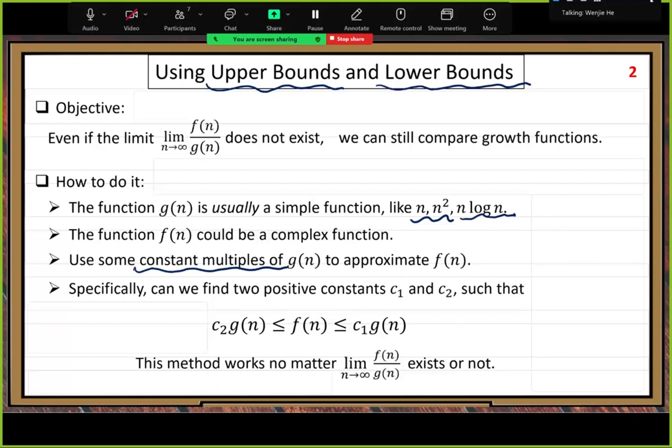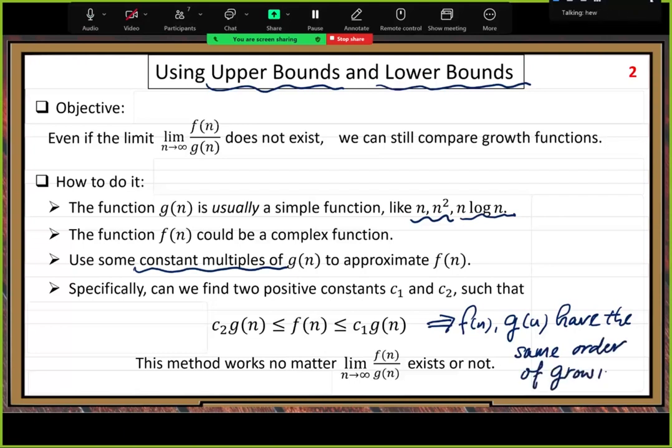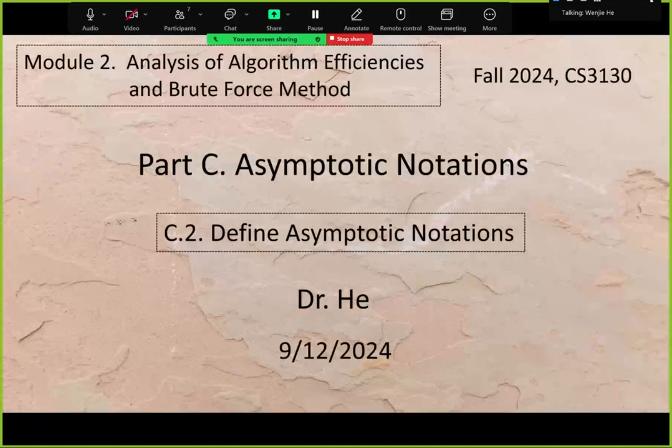So the conclusion: f and g have the same order of growth.